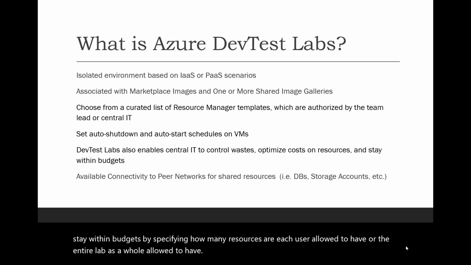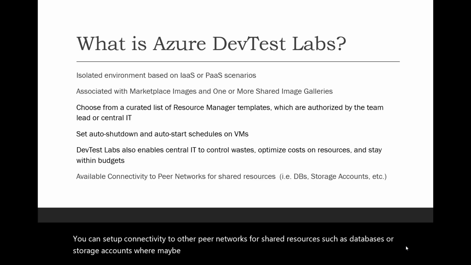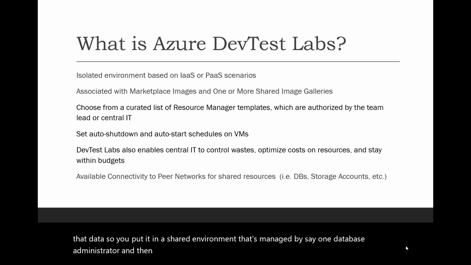And then you can set up connectivity to other peer networks for shared resources, such as databases or storage accounts, where maybe your developers are only working on the user interface for a particular application. You want to keep the data static. You don't want them messing with that data, so you put it in a shared environment that's managed by, say, one database administrator, and then the developers only work on the integration points with those pieces of data.